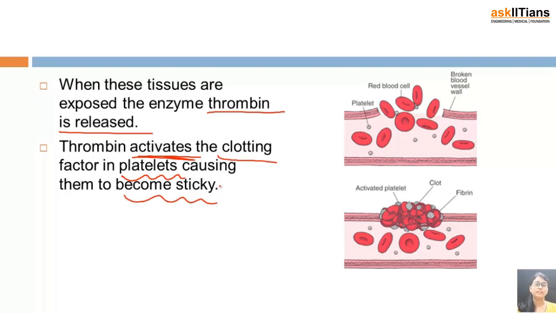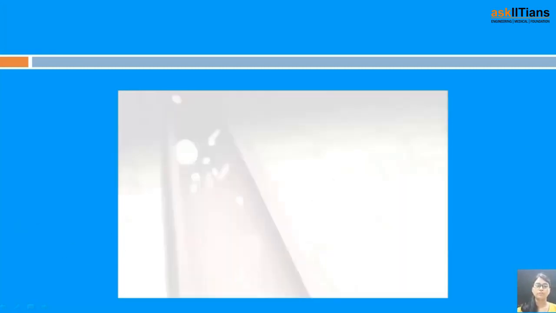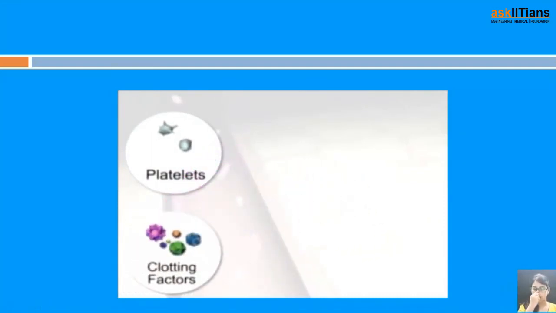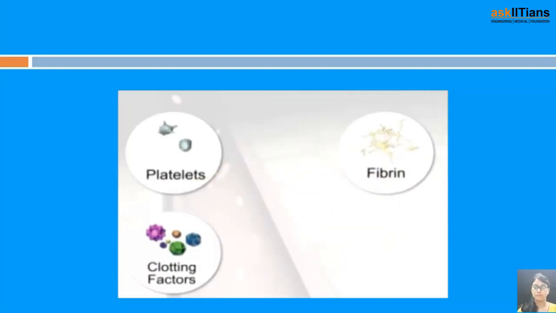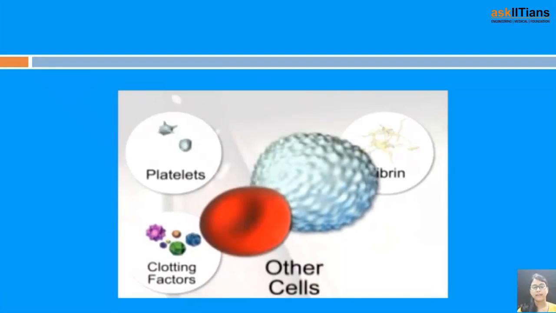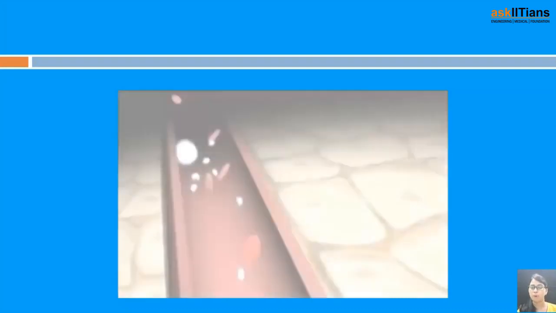Now, how this complete process takes place, we will understand with the help of a video. So just keep your eyes on this video. Usually, every time you have a cut or bruise, your blood clots. Blood clotting involves platelets, or cell fragments; clotting factors, which are special proteins; fibrin, which is a protein mesh made up of special kind of clotting factors; and finally other cells like RBC or WBC. Platelets and clotting factors are always available floating around in blood because they are very important.